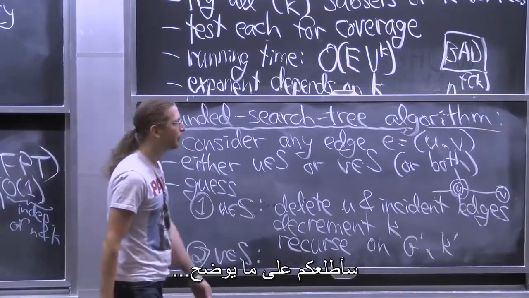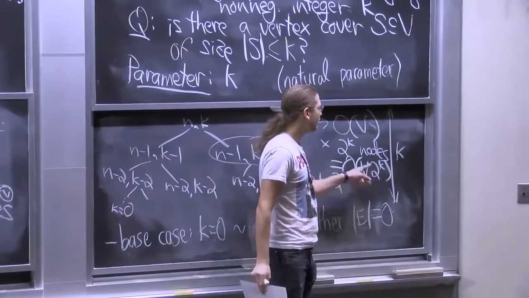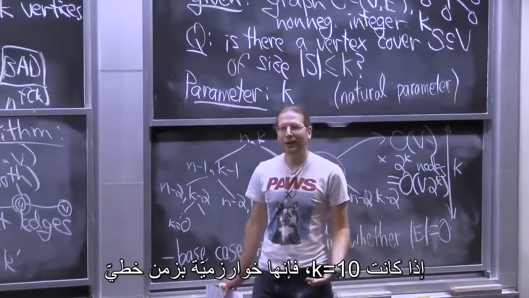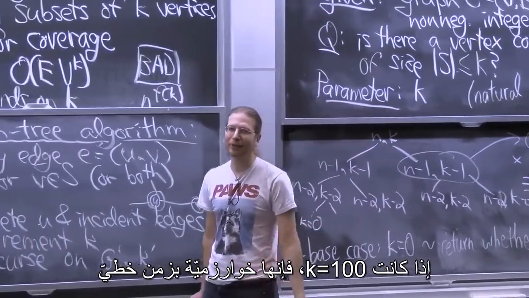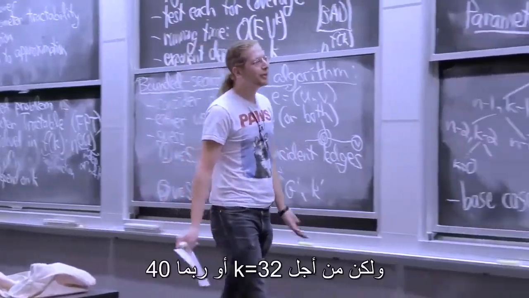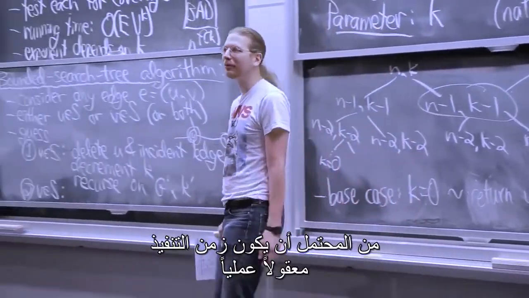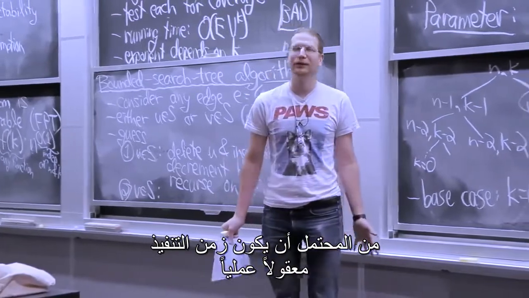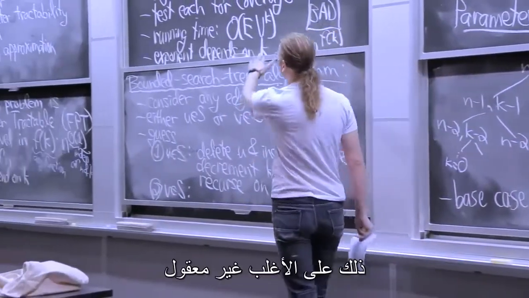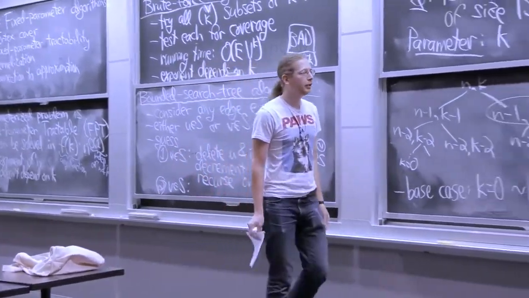Okay, let me give you a feeling. This is what we would call a linear time algorithm for fixed k. The exponent here doesn't depend on k. If k is 10, it's a linear time algorithm. If k is 100, it's a linear time algorithm. K is 100, that might be a little bit beyond what we could run. But k equals 32, 40 maybe, that would probably be reasonable running time in practice. Okay, that's a lot better than before where k equals 2 or 3 is probably unreasonable. V is like a billion, say, big graph.